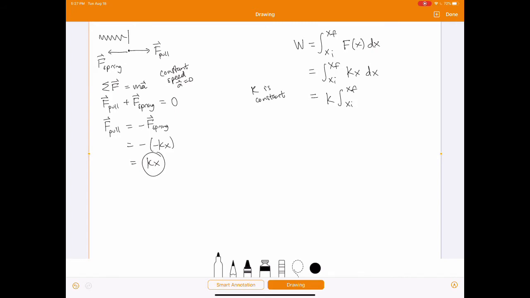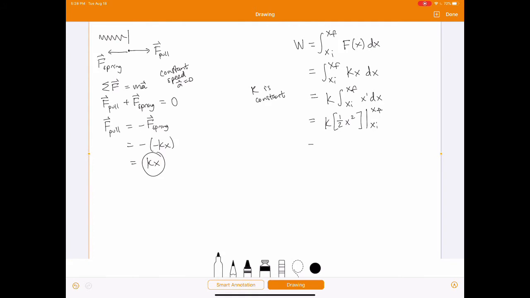So now I have k out front, and then the integral from x initial to x final of x dx. This is a pretty simple function to integrate. We have k out front. Use the power rule. For integration, we have x to the first power starting off, so we raise the power by 1. Now we have x squared, but we have to divide by that same power, so now we have a half out front. And we evaluate this from x initial to x final.